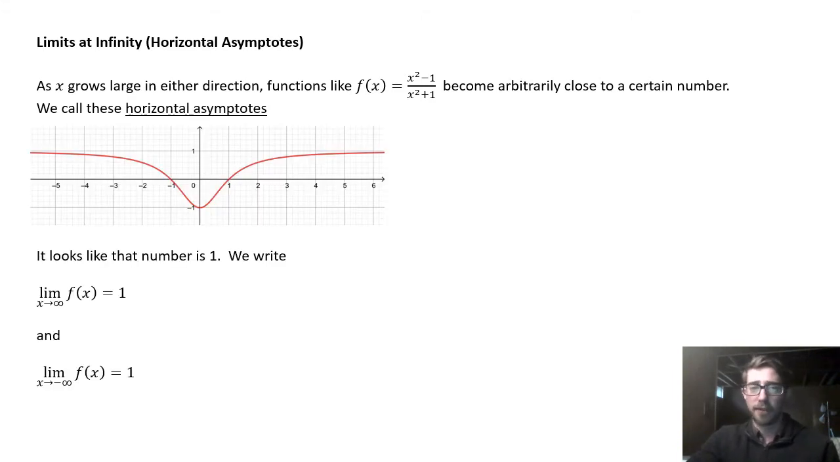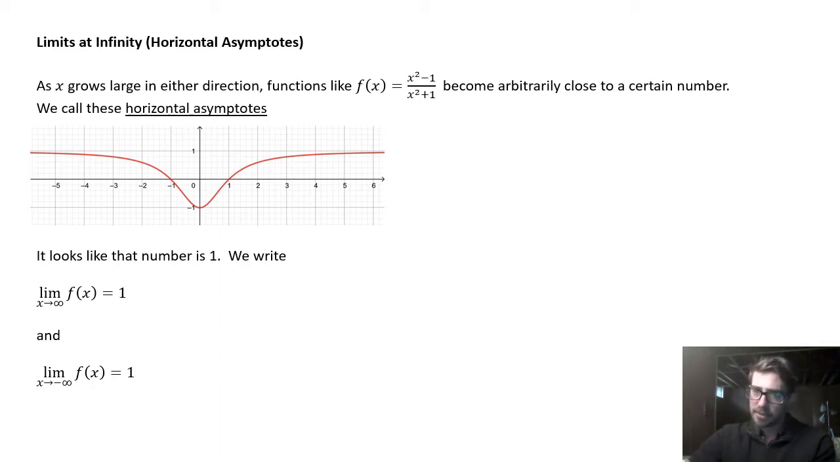So here's the graph of that function, x squared minus 1 over x squared plus 1. You can see it flattens out into almost a horizontal line as it grows large in either direction pretty quickly. And just looking at the graph, it appears that we have a horizontal asymptote at y equals 1. So this is the new notation we use to describe that in terms of limits. We say limit as x approaches infinity of f of x equals 1.